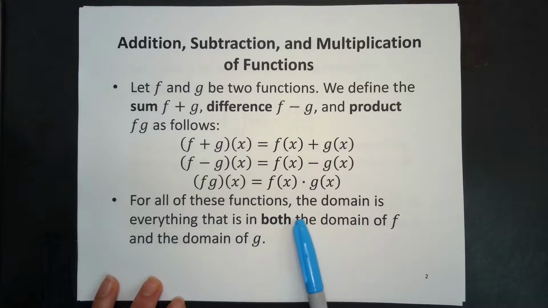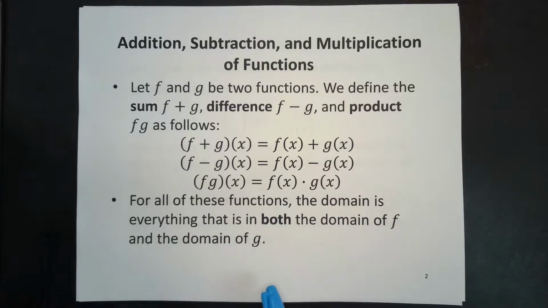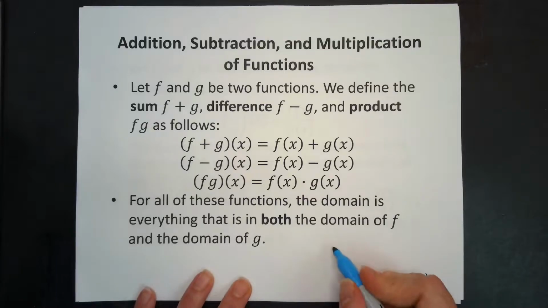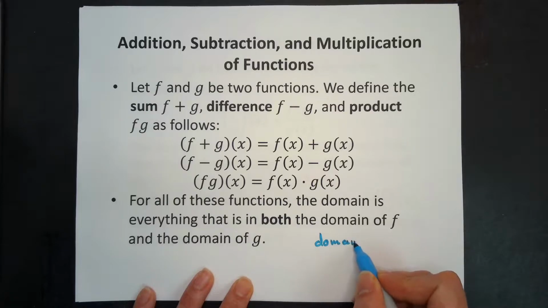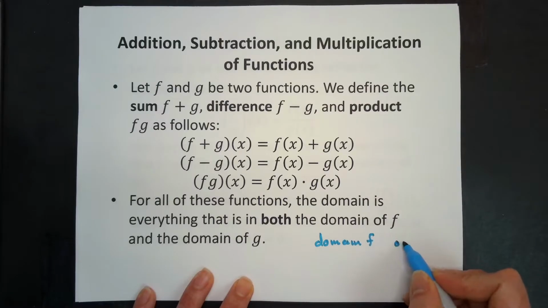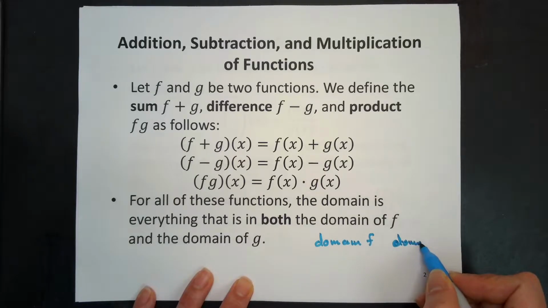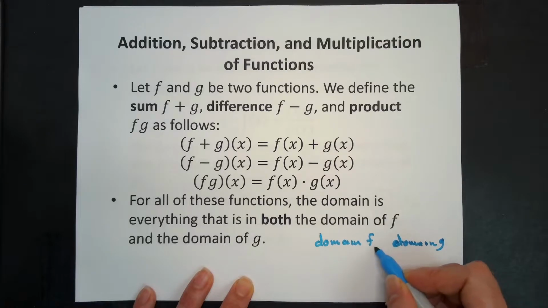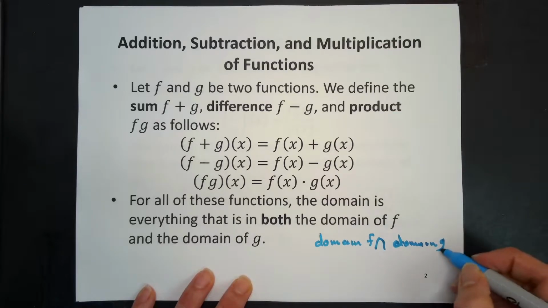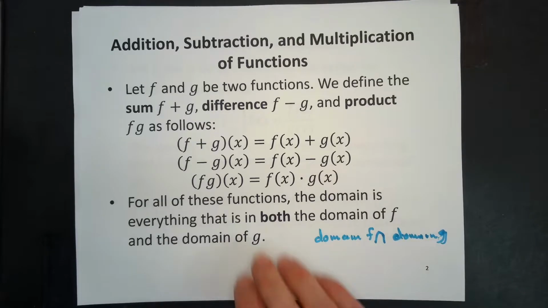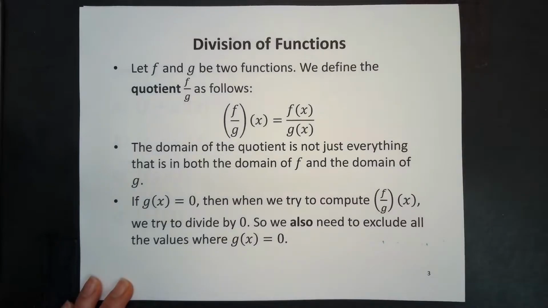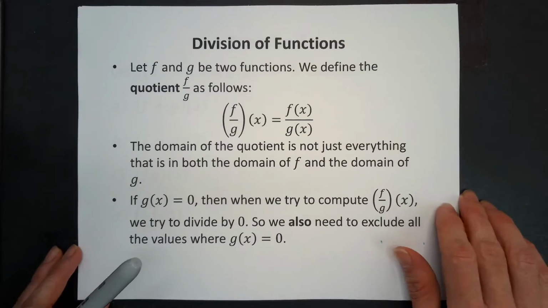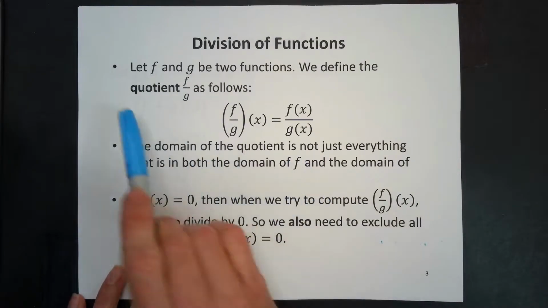For all these functions, the domain is everything that is in both the domain of f and the domain of g. So basically, let's say we have the domain of f. What is the domain of g? And we intersect them to make sure that we have elements from both. So that's an intersection of those two domains. If something can't be included for g, we can't put it in for the entire function f plus g.